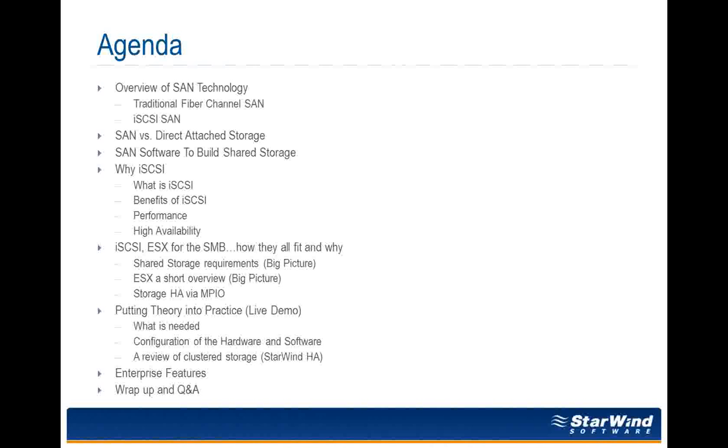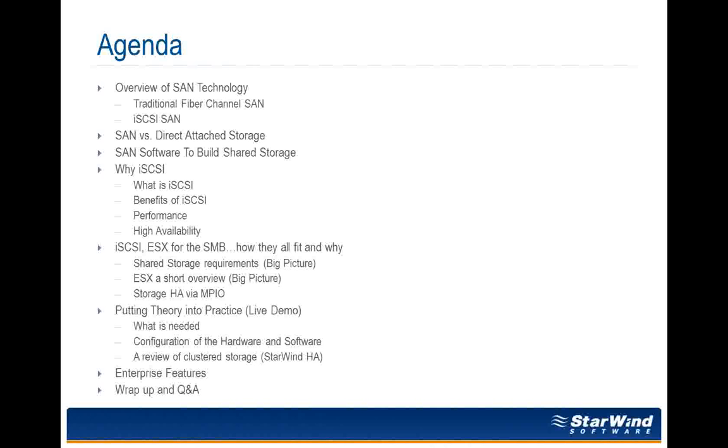So just to go through the agenda real quick, we're going to start off with an overview of SAN technology. I'm going to bring you through the traditional Fibre Channel versus iSCSI. We're going to talk a little bit about SAN versus direct attached storage. And I know a lot of you are interested in SAN based on the fact that it's going to unlock some of the features that you're looking at in terms of being able to load balance virtual machines and provide yourself with some level of high availability. However, there are some other benefits to the SAN approach, or separating the hypervisor from its storage, or the application layer from the storage layer.